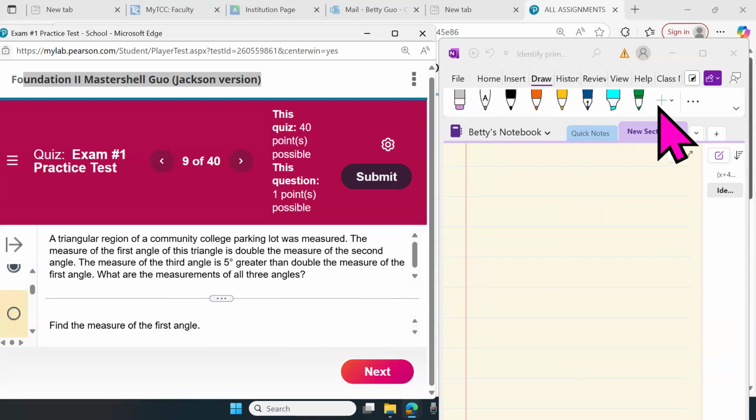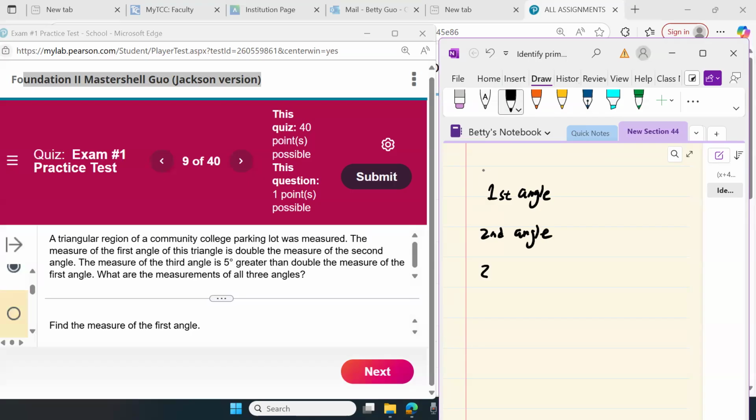Okay, so let me write down angle 1, angle 2, angle 3. We're going to pick one as x, okay? We're going to use x to represent the measurement of one of those three angles. Which one is more convenient? I would use the second angle, okay? I'm going to let x be the measure of the second angle.